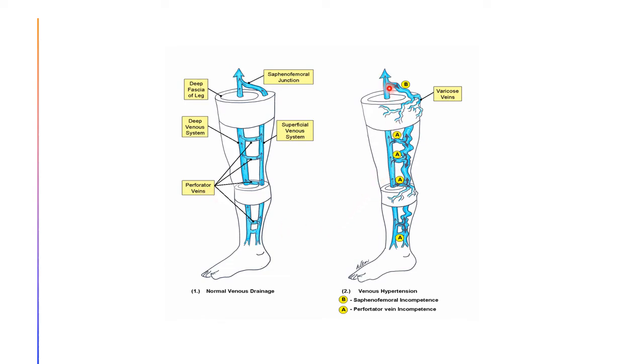Okay, the incompetence of the valves in these perforators and the deep veins contributes to the development or formation of varicose veins. In the superficial system, the veins become tortuous and dilated with blood that does not adequately empty into the deep system.